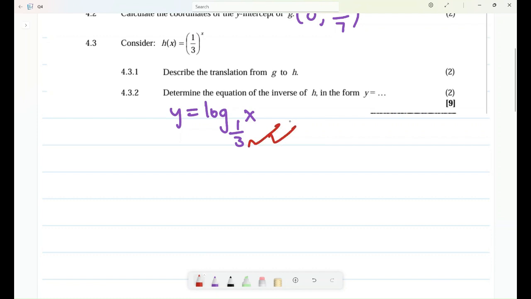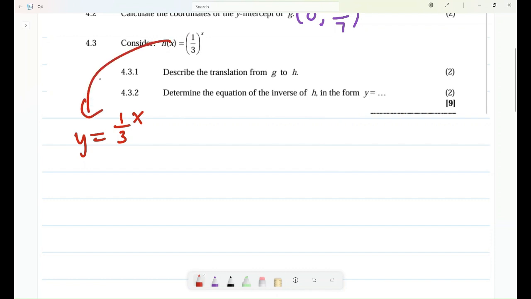But yes, answer only is 2 marks, but you can also learn the steps. How do I get it? I'm going to say y is equal to, just write this. Let's say you do not know the steps that I just showed you. You're going to say this is my equation of h, right? So the first thing that I do is swap x and y.